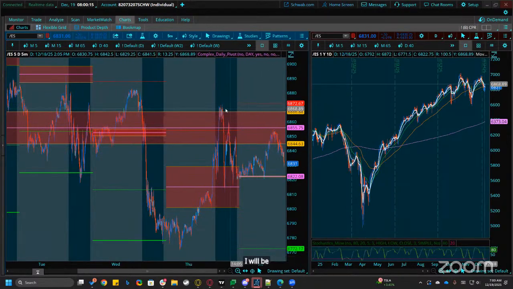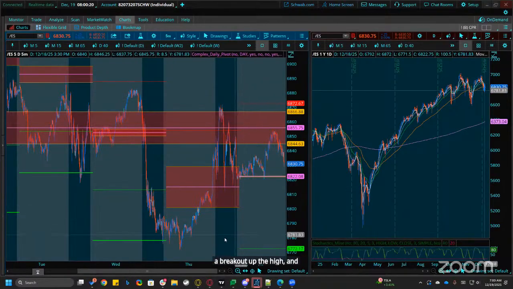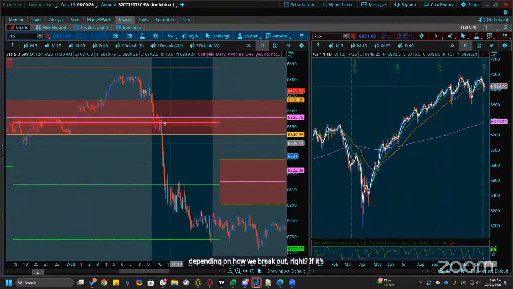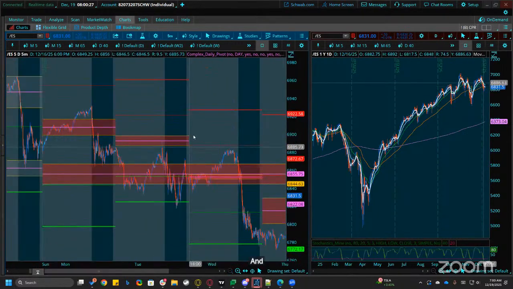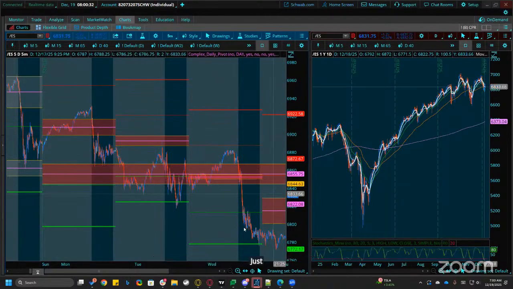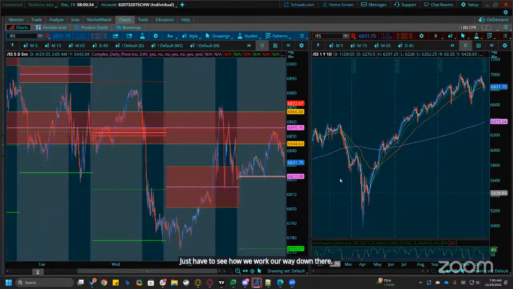I will be fading a breakout up the high, and I will be trying to buy a breakout from the low, depending on how we break out, right? If it's news and a waterfall and we're cascading to the downside, heck no, I'm not buying that. Just have to see how we work our way down there, right?